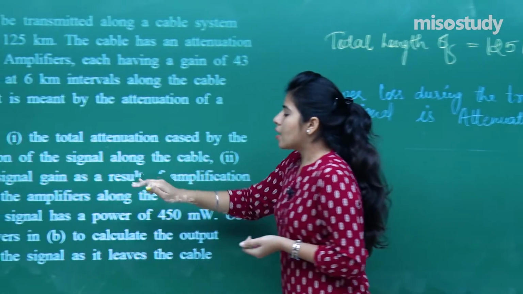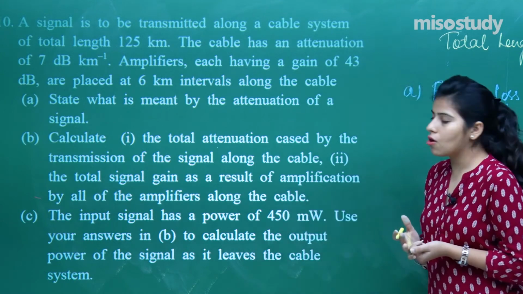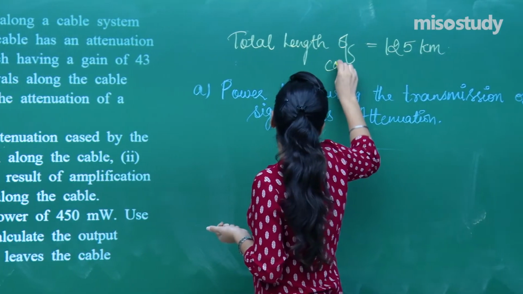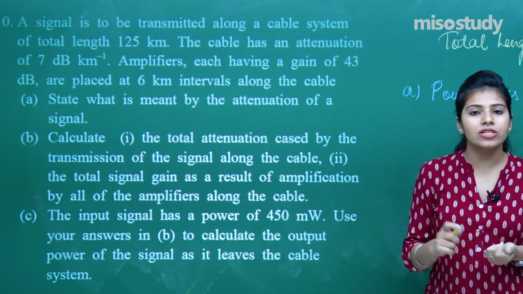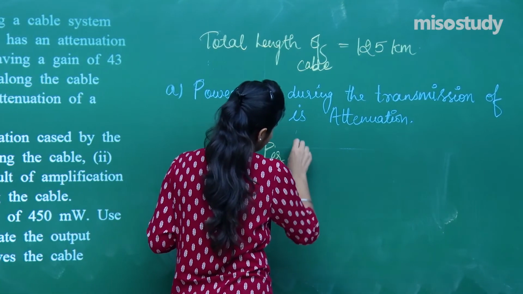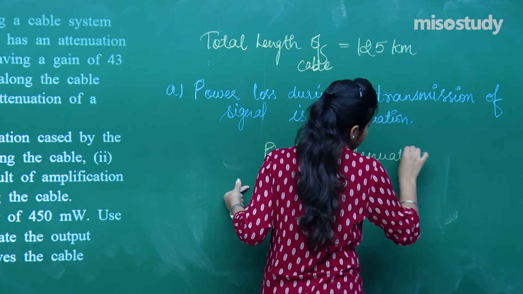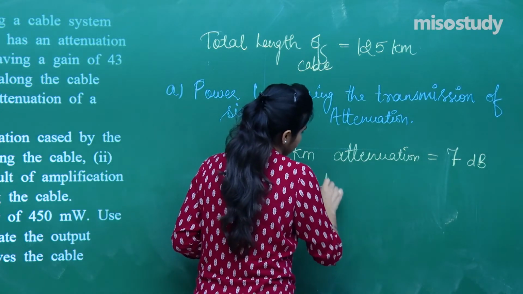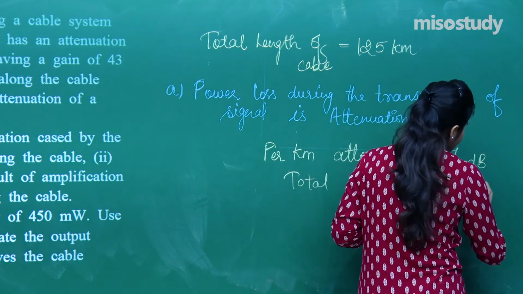Secondly, calculate the total attenuation caused by the transmission of the signal along the cable. The total length of wire has been given as 125 km, and at 1 kilometer, attenuation is 7 decibel. So what should be the total attenuation? 125, that means the total length of the wire multiplied by 7.